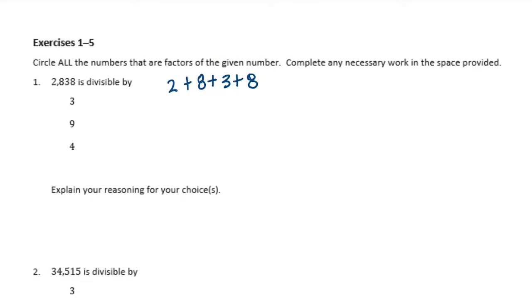So 2 plus 8 is 10, plus 3 is 13, plus 8 would be 21. So can we do 21 divided by 3? We get 7, so yes, it's divisible by 3. Can we do 21 divided by 9? 21 divided by 9, we can't do. So it's not divisible by 9.